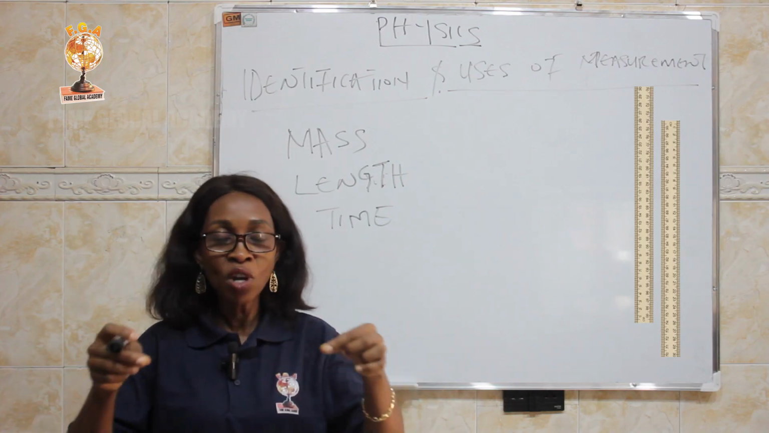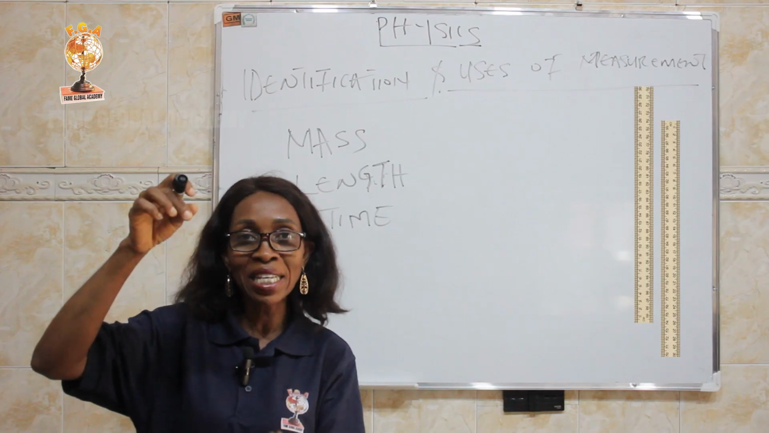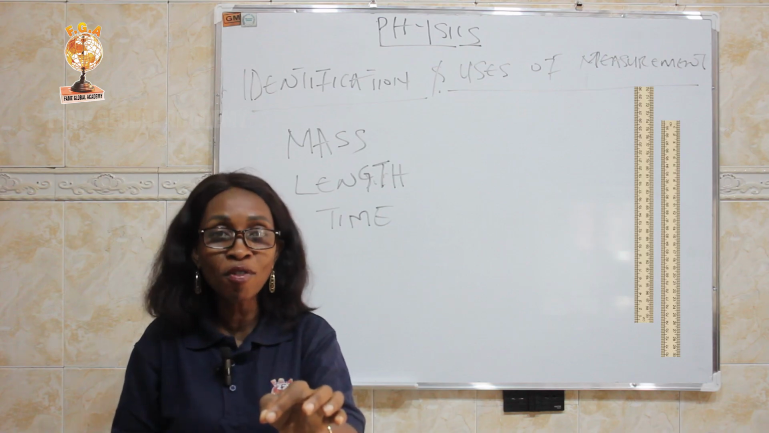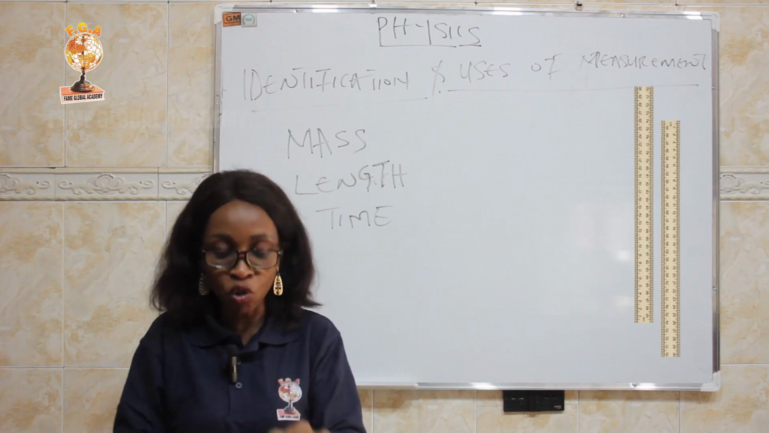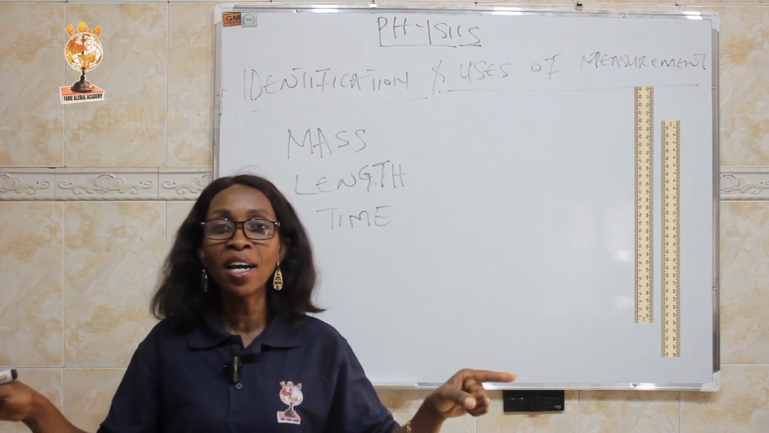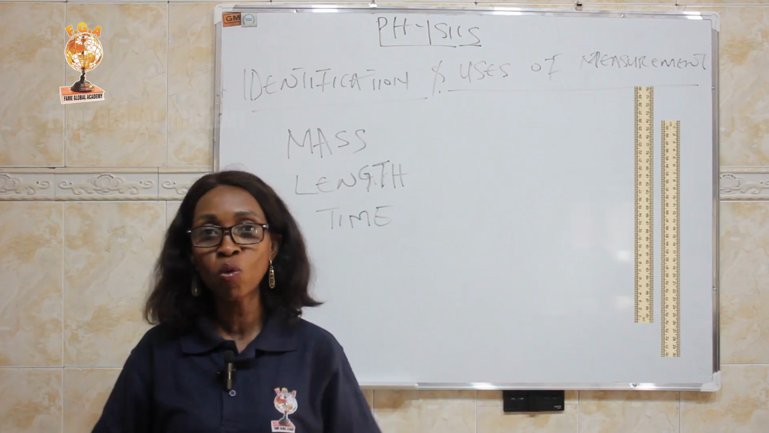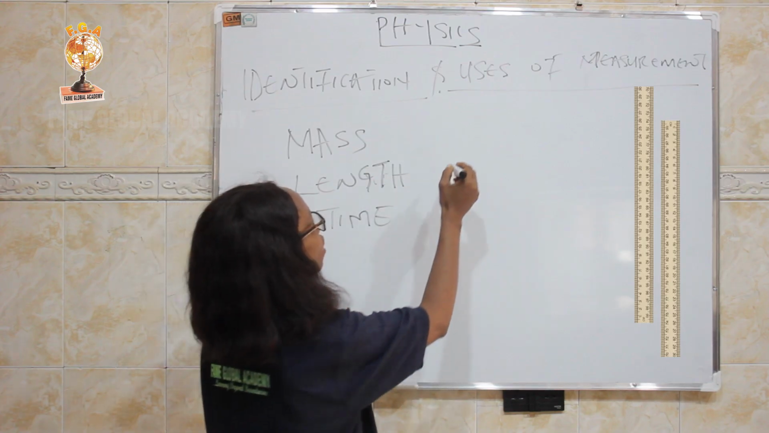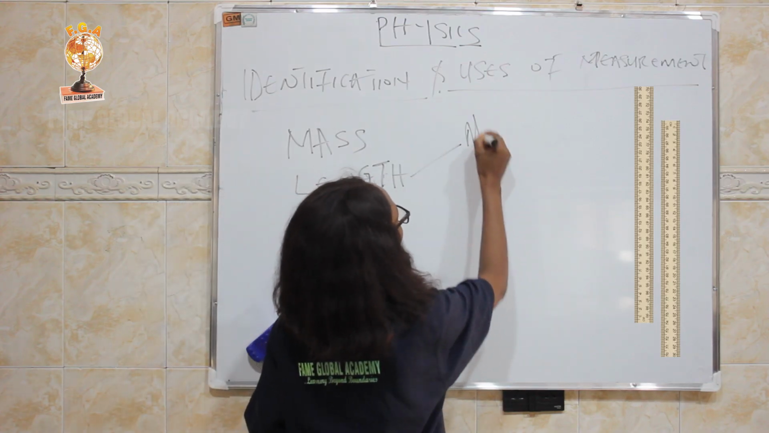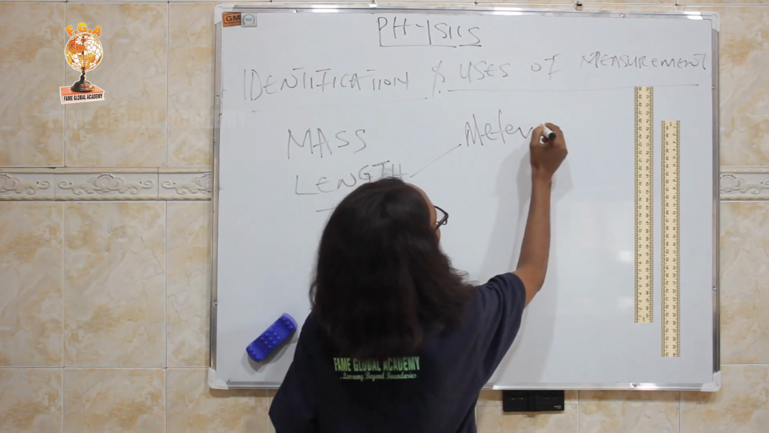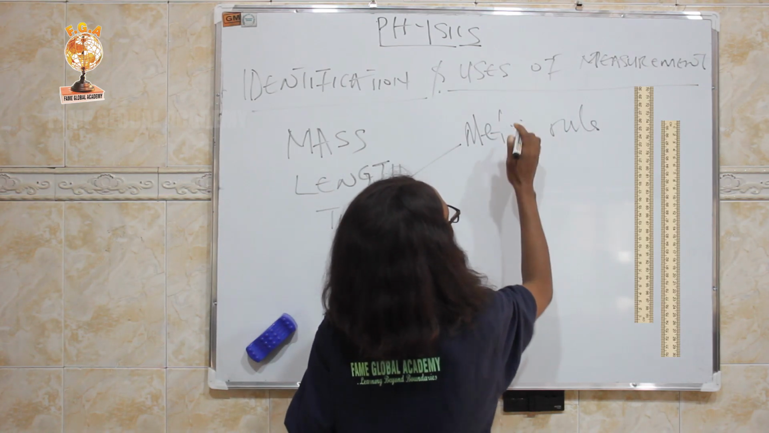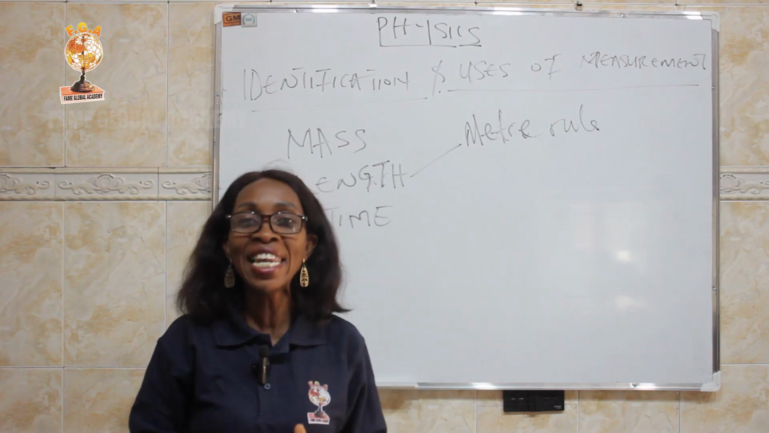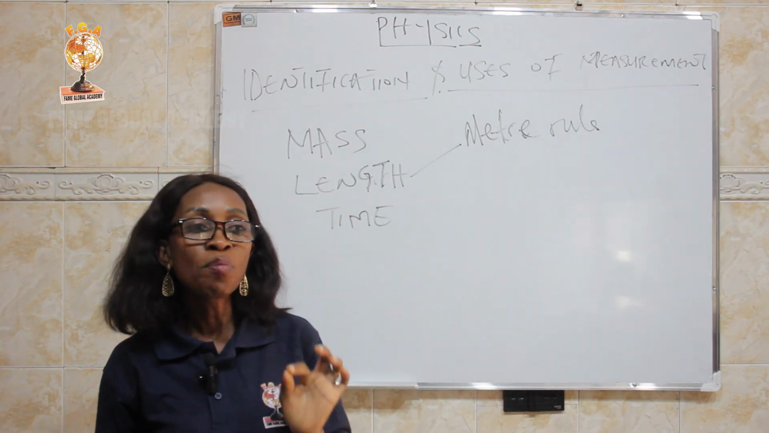If you have the other ones that are wooden or plastic in nature, you can use them to draw margins in your graph or in your notebook. But in the lab, you have a longer length you want to measure. You cannot use that small ruler, so you use what we call the meter rule. The meter rule is an instrument for measuring length in the lab. Meter rule, I think it's R-U-L-E, sorry.